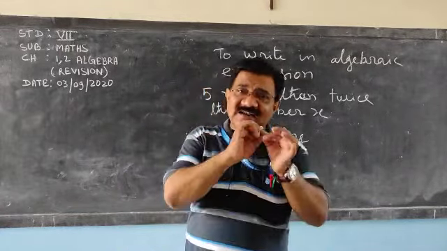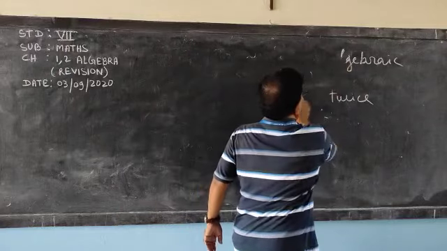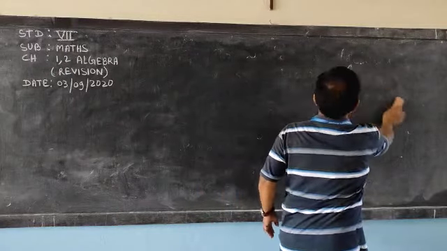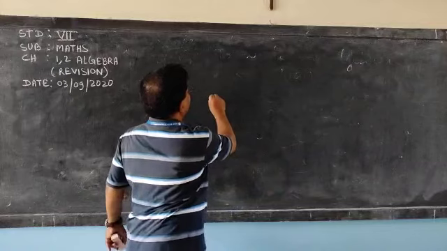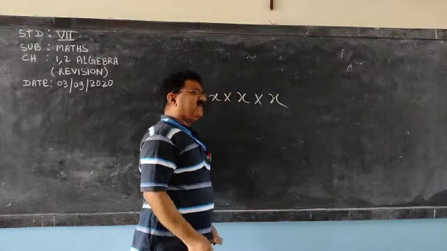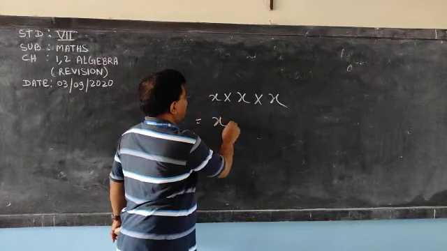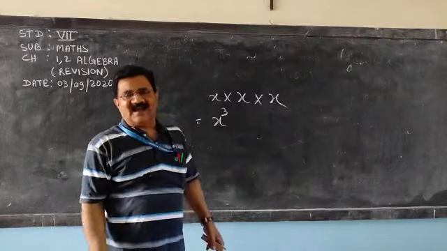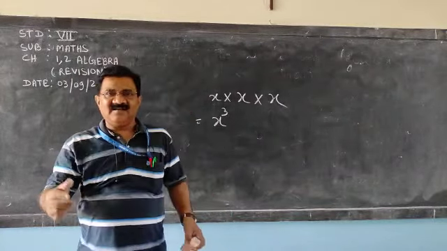Now, sometimes it may be asked to write using power. Suppose here it is given x into x into x. Write it using power, it will be x to the power 3 or x cubed, and that is the answer.